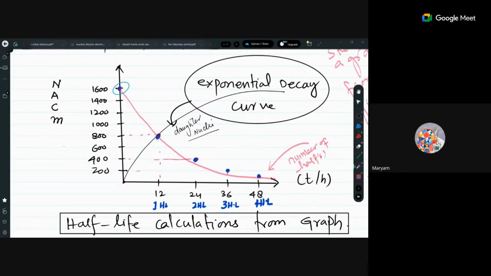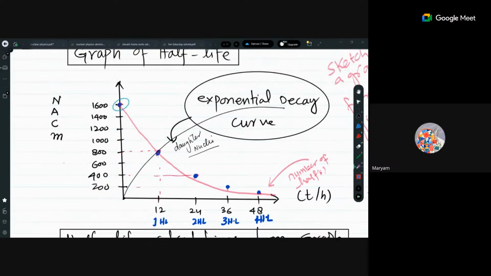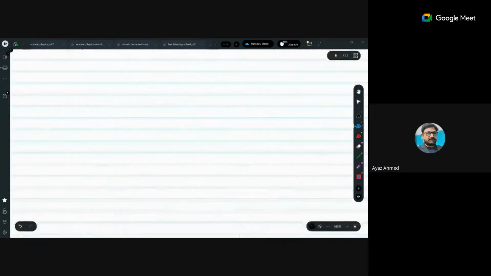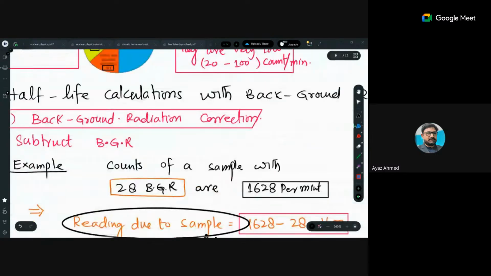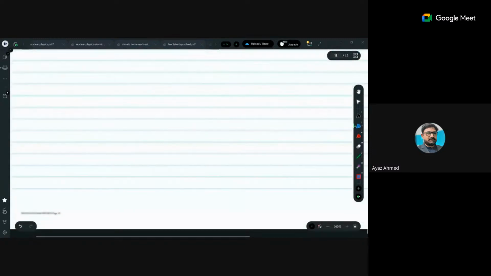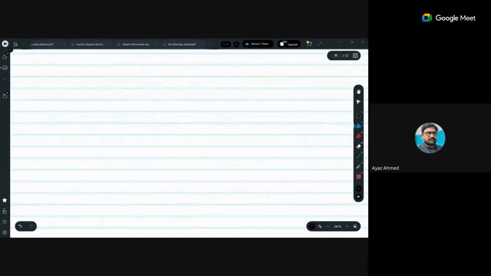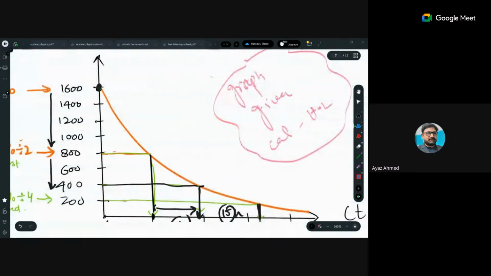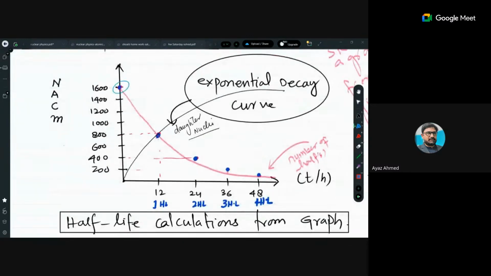Got it, sir. Is the curve always like this, or is there an anomaly sometimes? There are some anomalies, but I will talk about those anomalies. I think I have considered those in my notes. If not, then I will draw it. Don't worry. These graphs are not all the time something like this. Sometimes the graphs are something like this because of the randomness of the radioactivity.